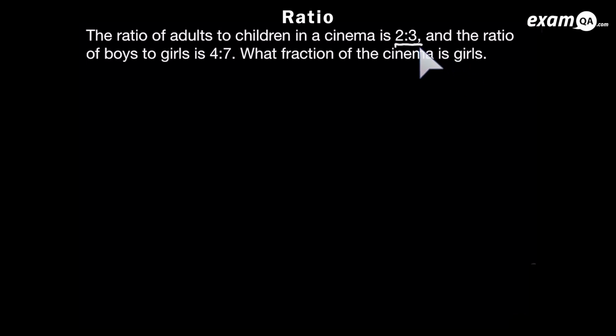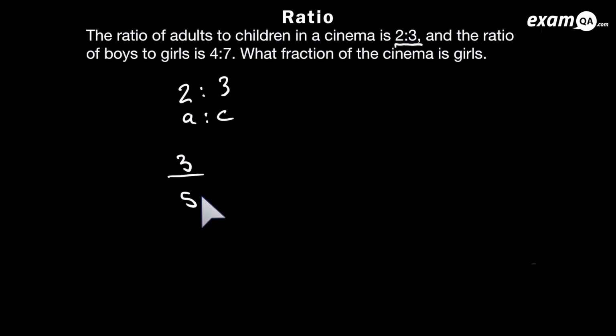So what fraction are children? So it's this ratio here we're looking at. So that 2 is for adults and the 3 is for children. So what fraction are children? 3 parts are children over the total number of parts, which is 5. So we know 3/5 are children.